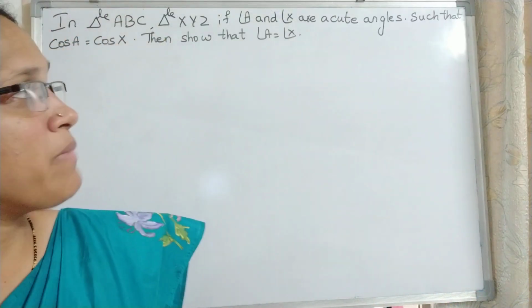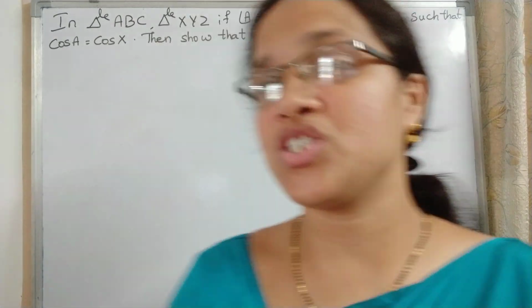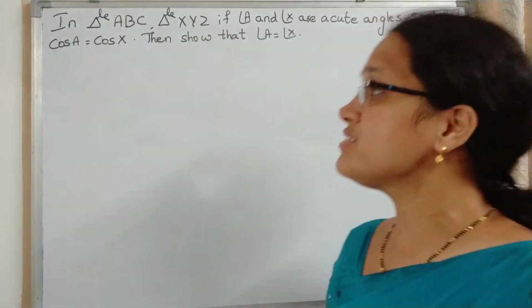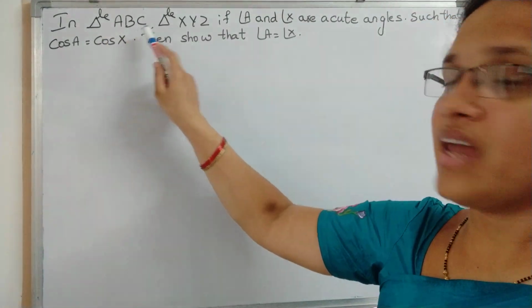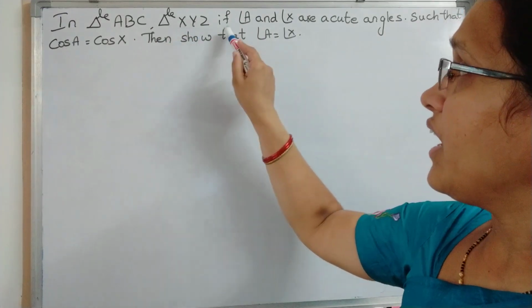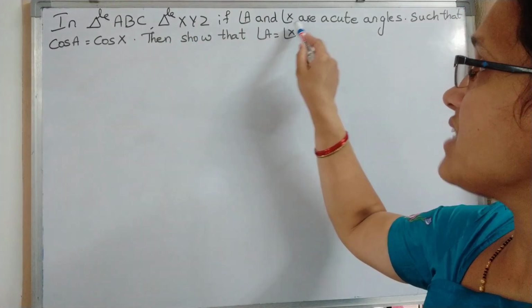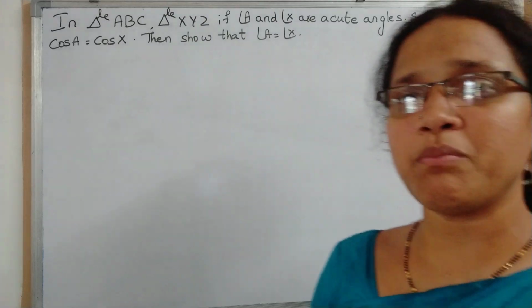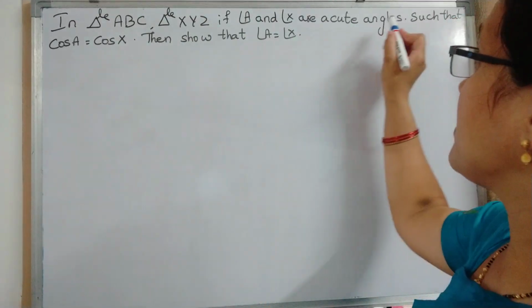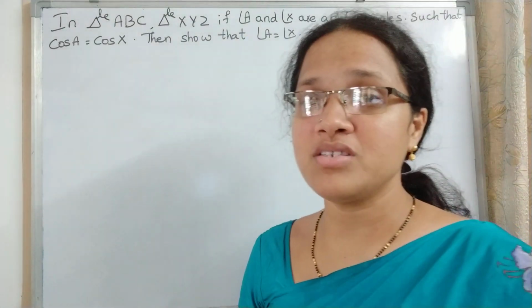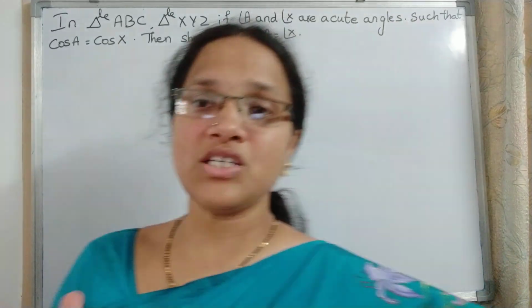Getting back into the video, let us learn today's question. What is today's question given on the board? In triangle ABC and in triangle XYZ, if angle A and angle X are acute angles. What do you mean by acute angles? If there is a full stop, I am going to stop there, because with acute angles you have to analyze each and everything.